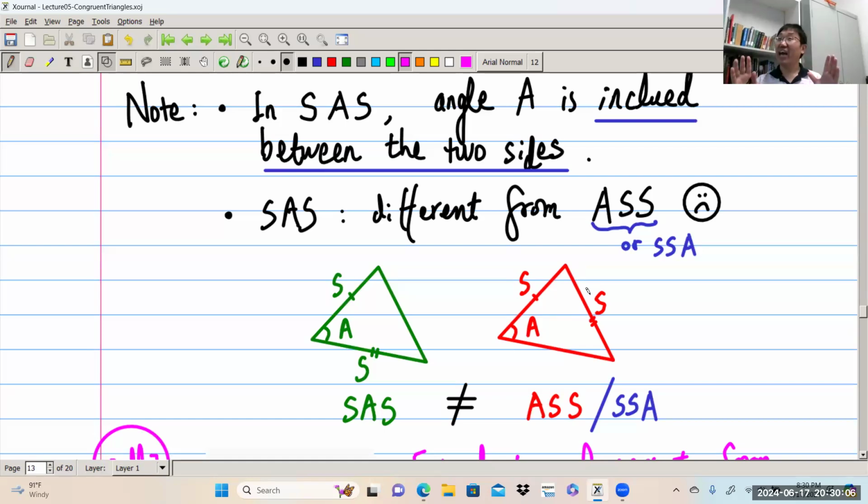And we do not have ASS congruence. Just keep that in mind. ASS is a better word. We don't have that congruency, okay? We don't have that postulate, okay?